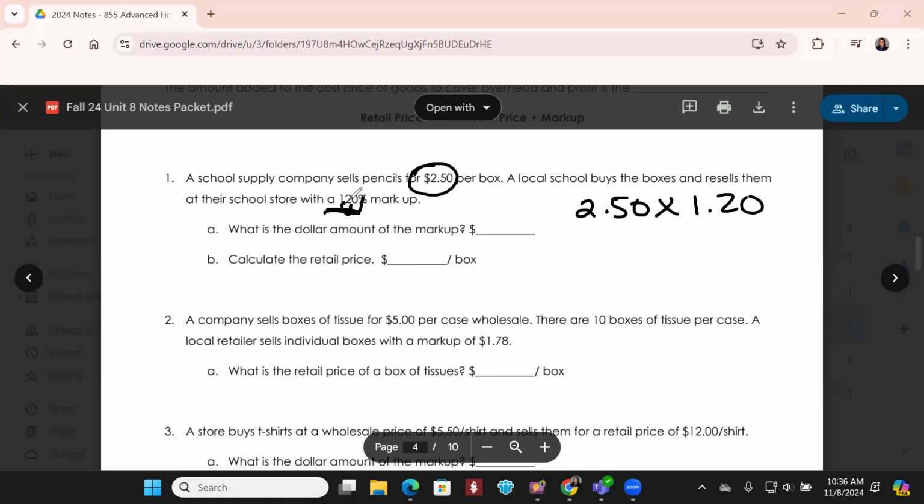When you do that, what did you get? Go ahead and pull out your Desmos. What'd you get? Three. So it's $3 to mark it up. Now, the retail price is found by taking the wholesale plus the markup, which is $5.50. They bought pencils for $2.50 and they're going to sell them to you for $5.50, making $3 profit every time they sell it.